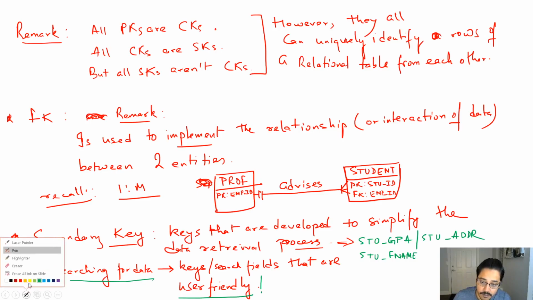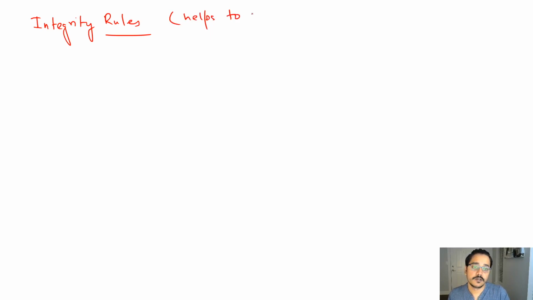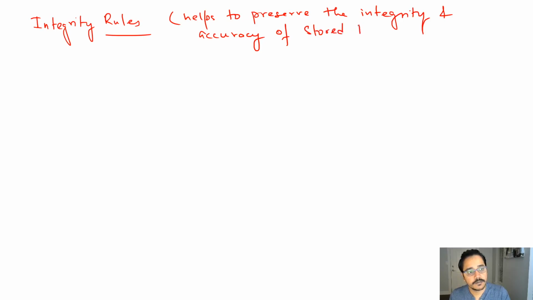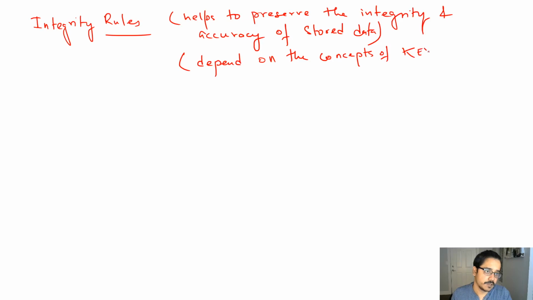All right. So thereafter, the final topic of part one of this lecture video are integrity rules, which helps us preserve the integrity and accuracy of stored data, and they depend on the concepts of keys, of database keys.